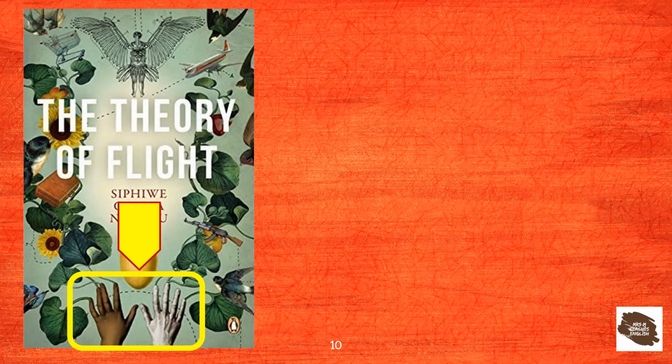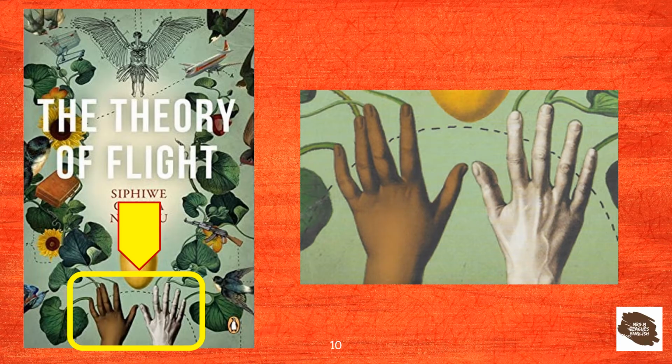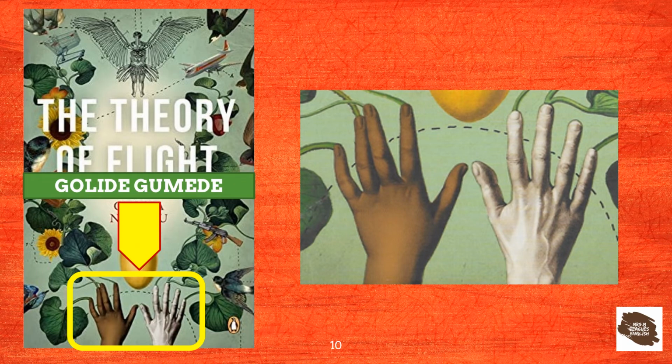The 2 hands represent issues of race. The white and black hands are obviously a reference to the relationships between black and white people in the novel, but it is also a reference to Gulidi Gumede, who is an albino.